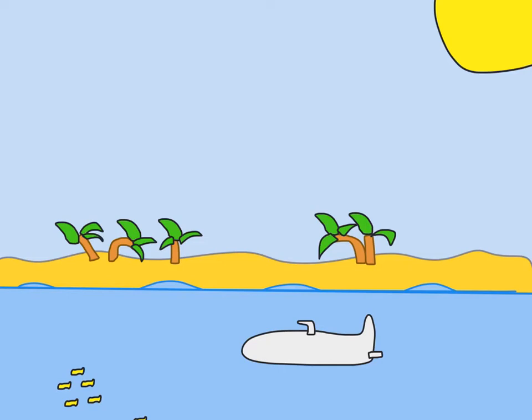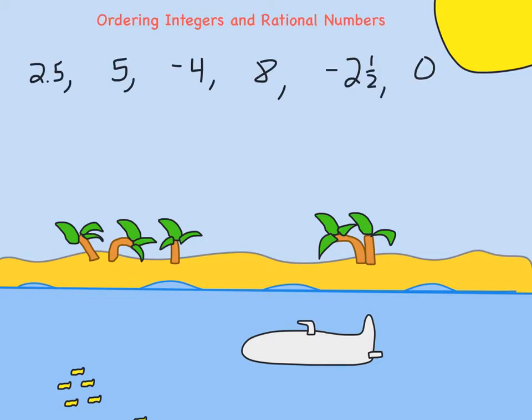All right, ladies and gentlemen, welcome to my beautiful picture here, where we are actually going to be learning how to order positive and negative integers in rational numbers. So what does it mean to order integers in rational numbers?